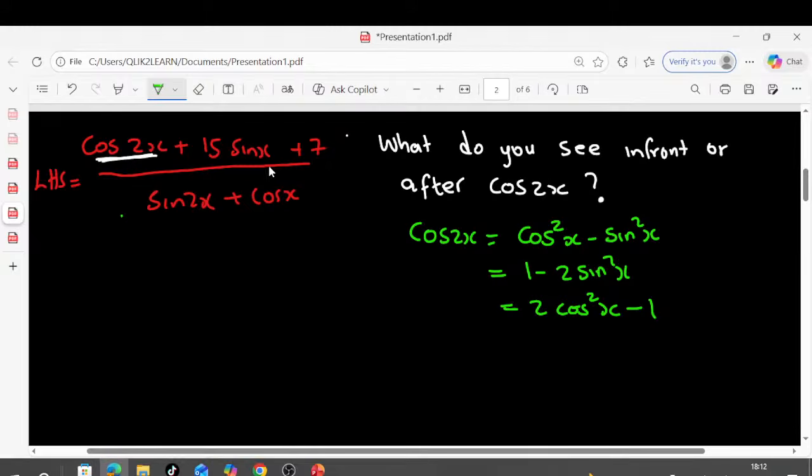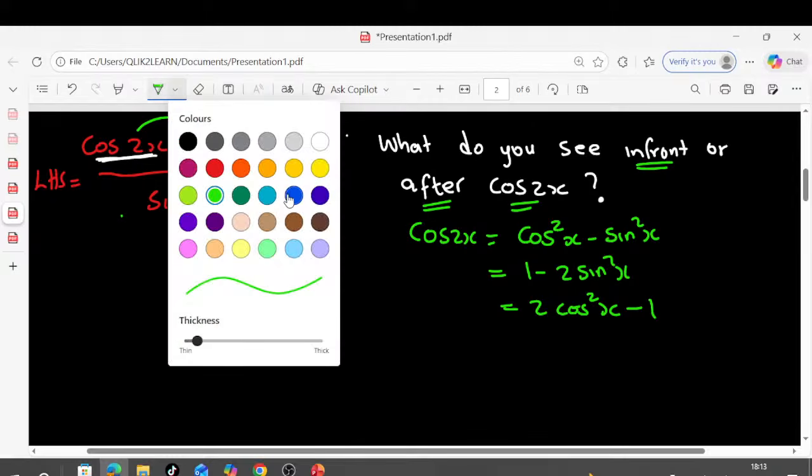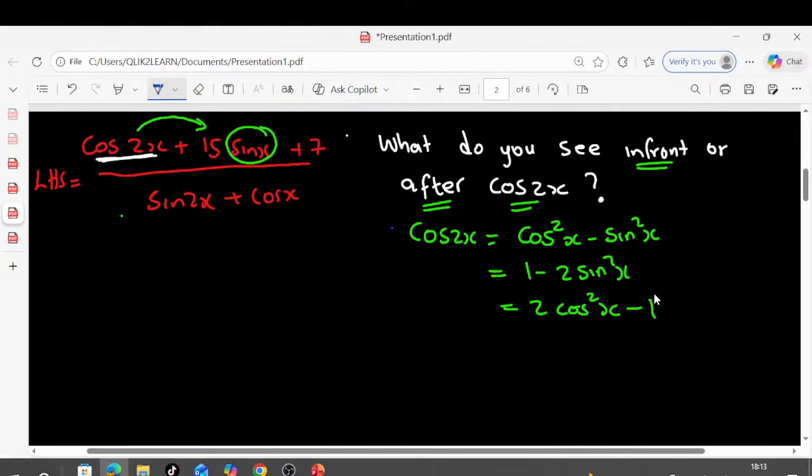So now you're going to ask yourself, what do you see in front or after the cos 2x? Let's see. We see sine. So after cos 2x, we see sine x. If you see sine x, you look for the identity that has only sine x. Then that's the identity that you need to use. That's how you check. That's how you choose the identity. So this identity here is the one that we're going to substitute the cos 2x with. This is how you choose which identity to use.